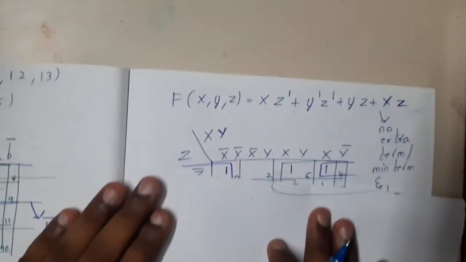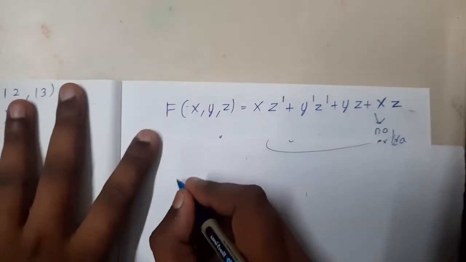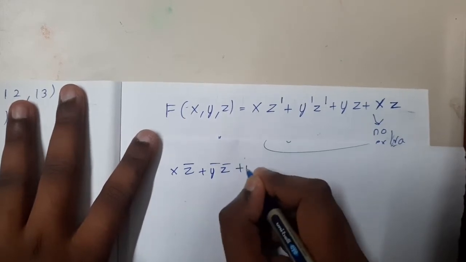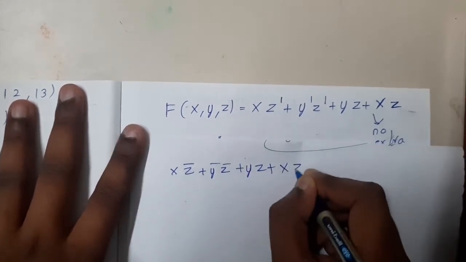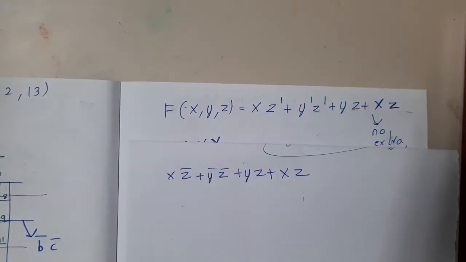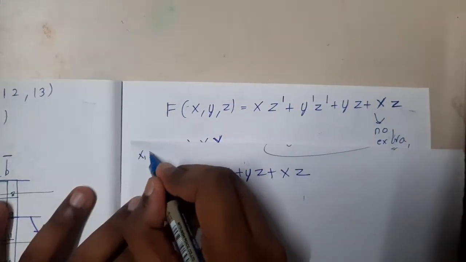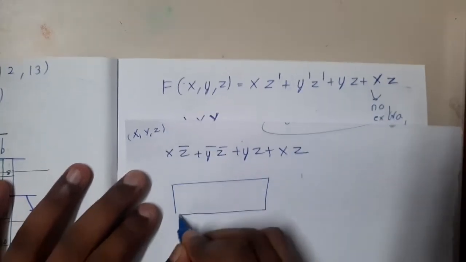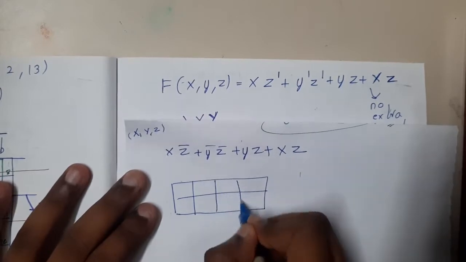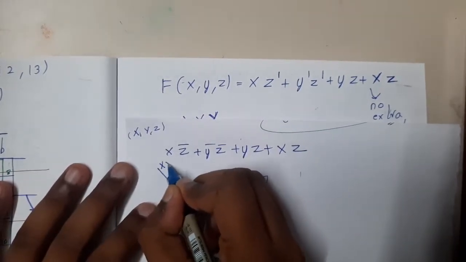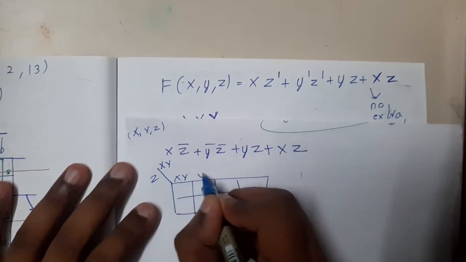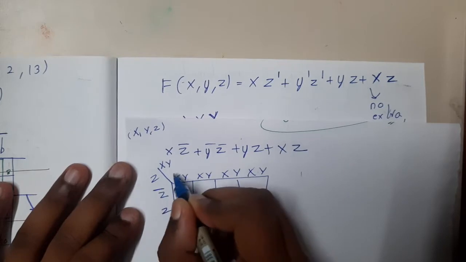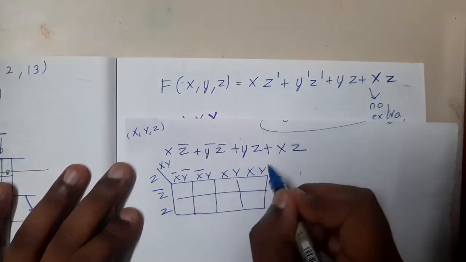The given expression is x z bar plus y bar z bar plus yz plus xz. This is the function given, and they told us that this is a 3-variable function. Once you hear the word 3-variable, you will be drawing the 3-variable K-map, right? So that's what I'll also be doing: x, y and z.